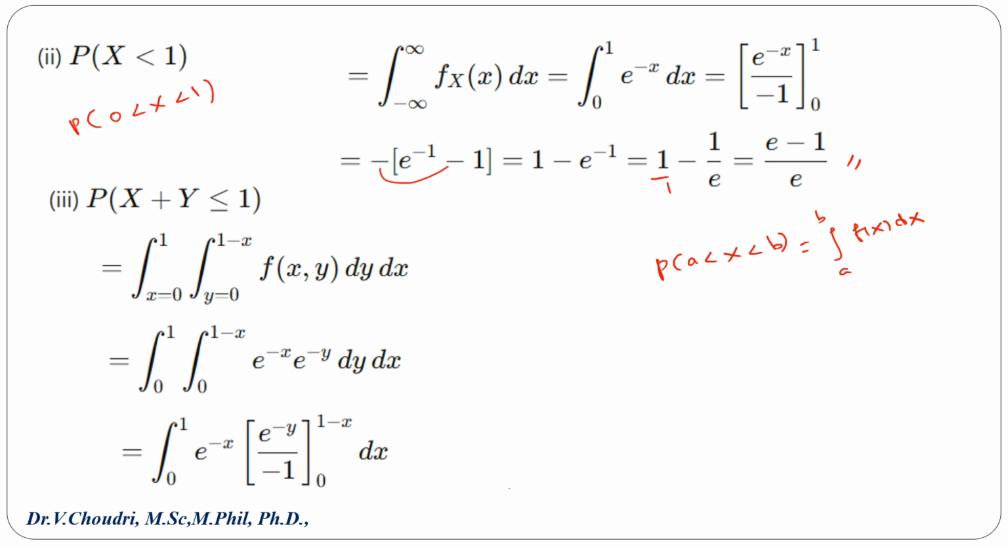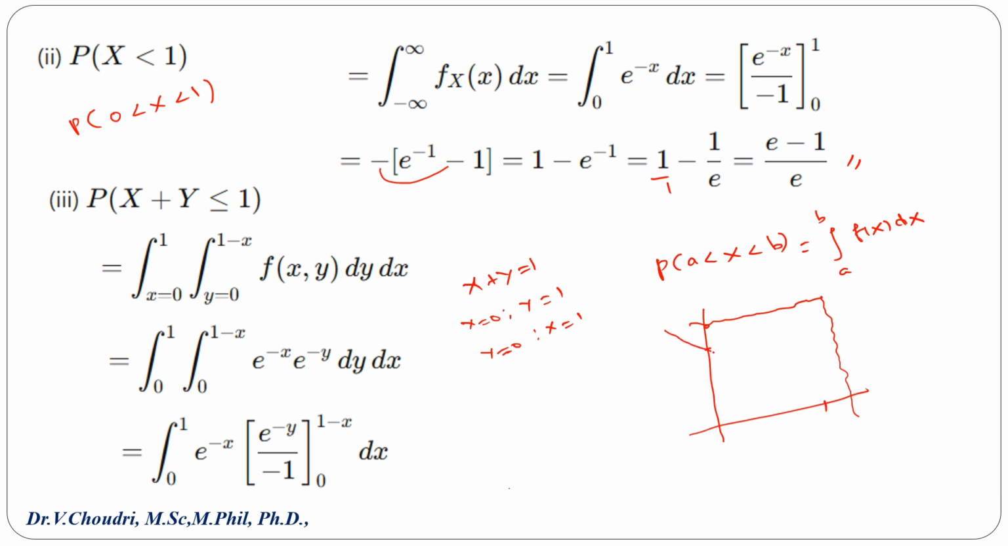Third, P of X plus Y less than or equal to 1. Here we are going to form the region. We know the given region is a rectangular or square region. Now x plus y equal to 1 is the equation of a straight line. Put x equal to 0, we get y equal to 1. Put y equal to 0, we get x equal to 1. So the points are 0 comma 1, and 1 comma 0.